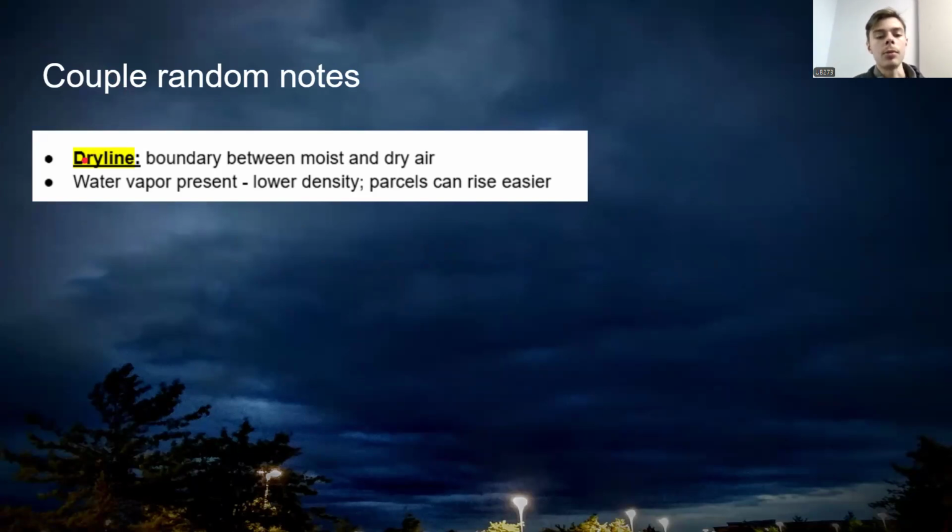And also, here's another thing to know that's a little bit counterintuitive, but also important. When we have water vapor present, there's going to be lower density. That might sound opposite. You might think there's higher density if there's water vapor, but there's actually lower. And parcels can rise easier when there's water vapor present, because the parcels are able to rise if there is lower density. So that's how that works.